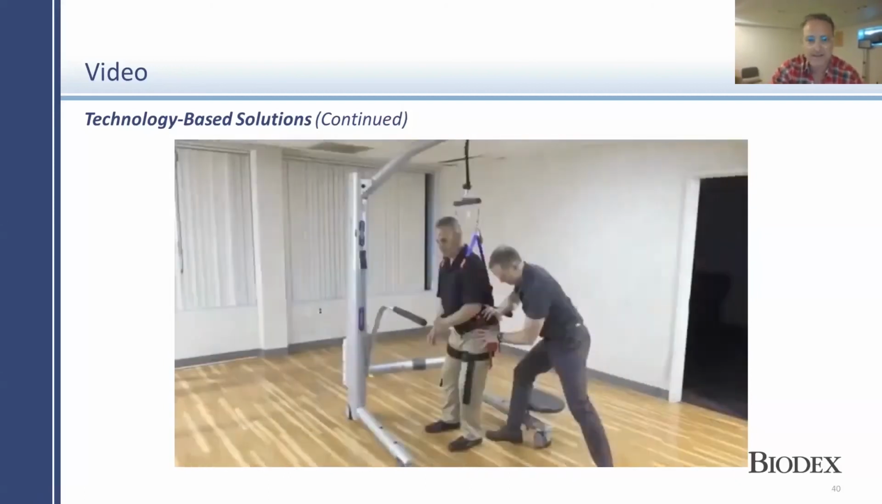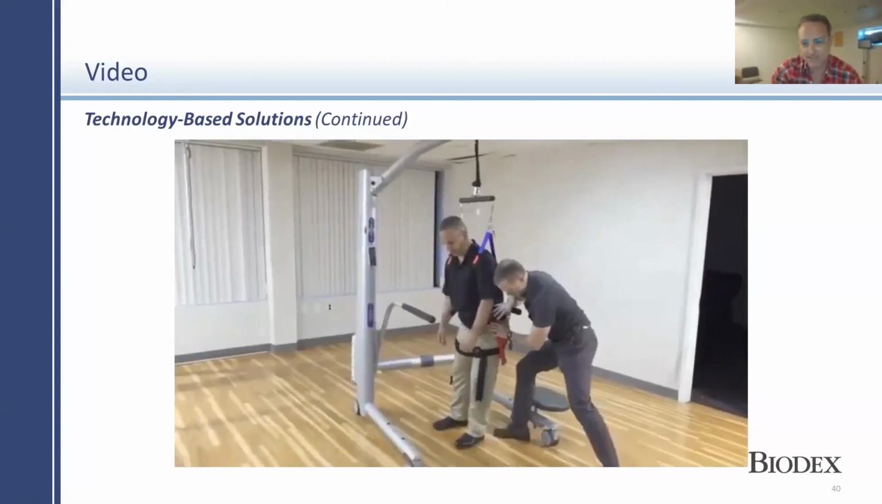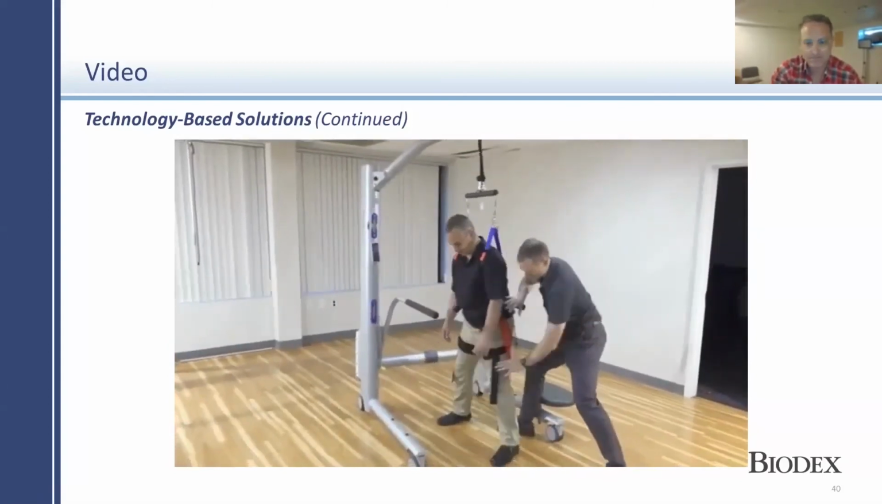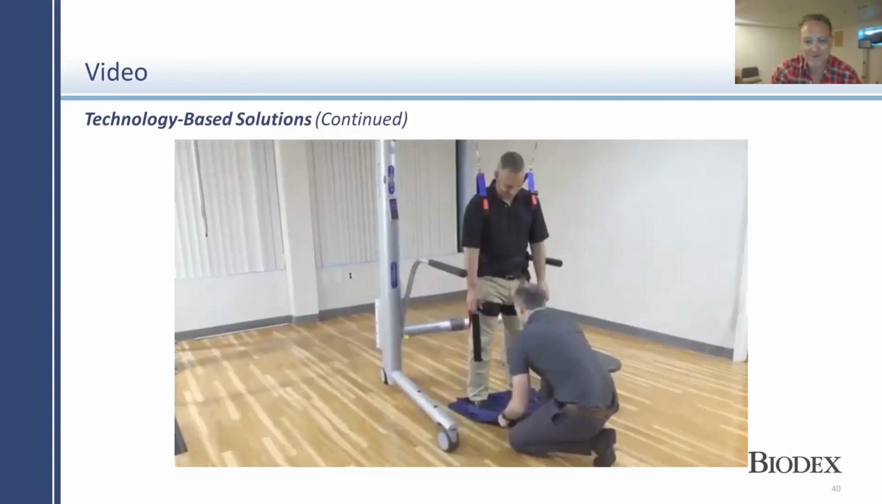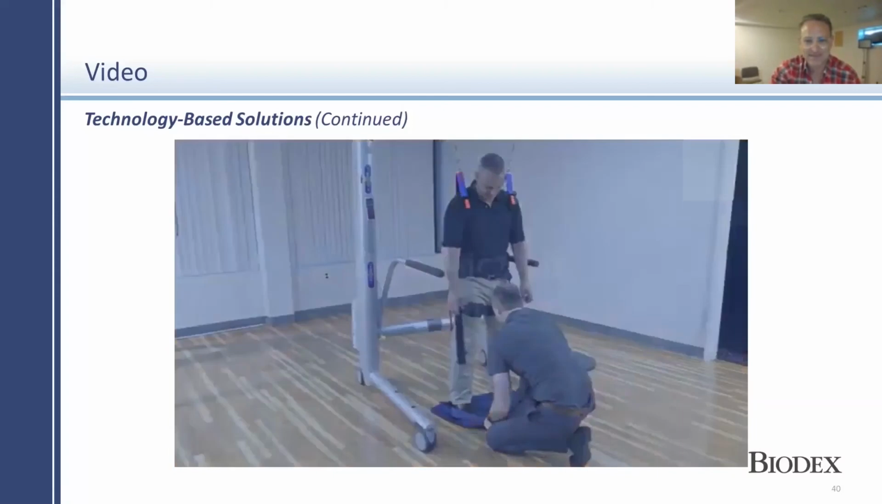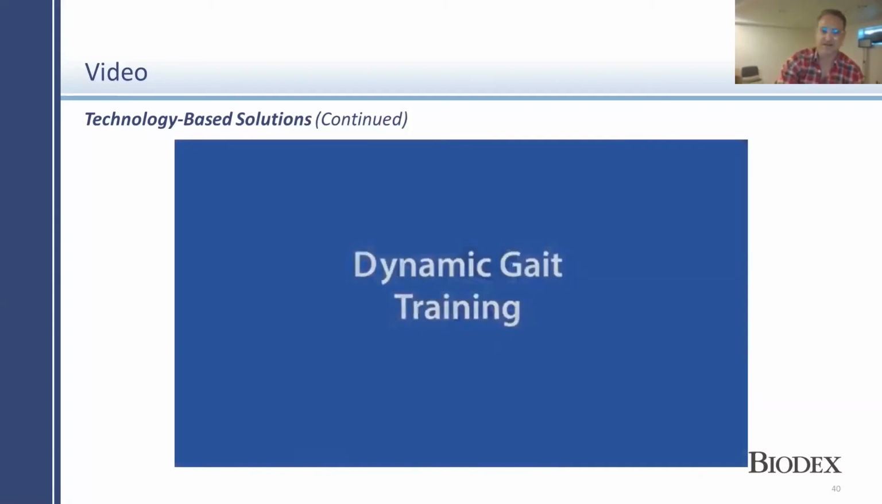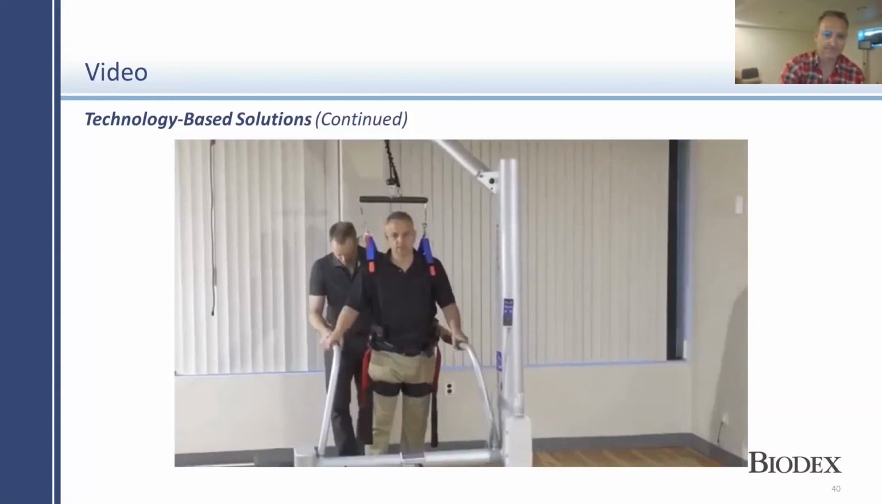It doesn't matter if you're an OT or PT, because this could be a patient slipping out of a tub. Here's something for you: a towel underneath their feet. That's very functional. That's very OT, very PT.